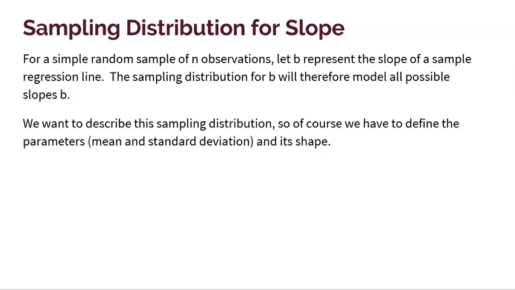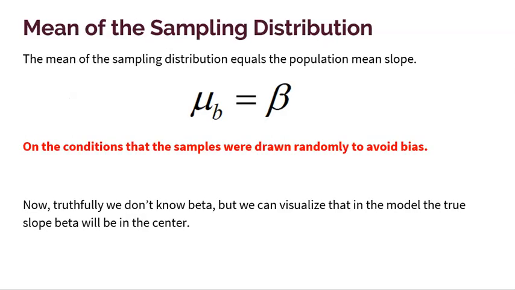So we want to describe this sampling distribution. Of course, we have to define the parameters, the mean and the standard deviation, and of course the shape. So let's talk about the mean real quick. Well, this should make a lot of sense. The mean of the sampling distribution equals the population mean slope.